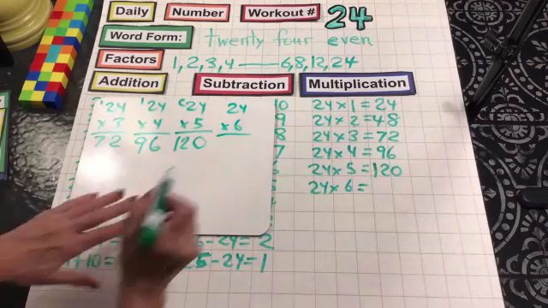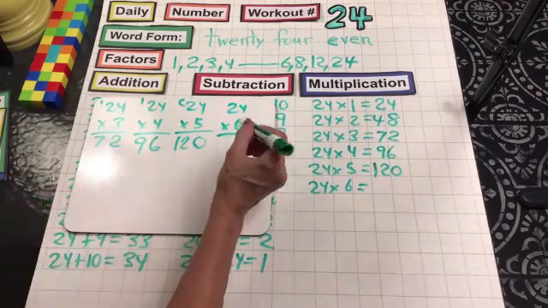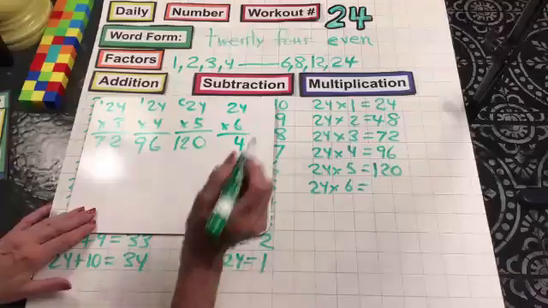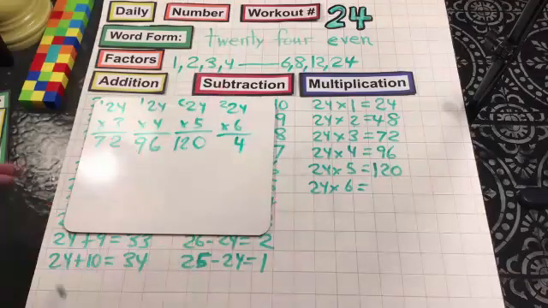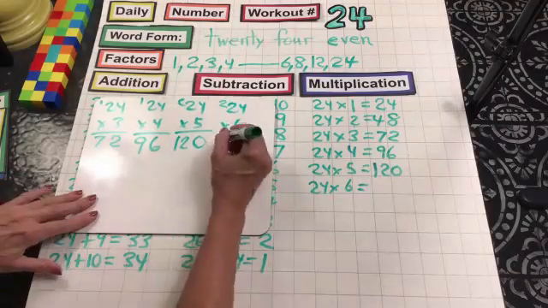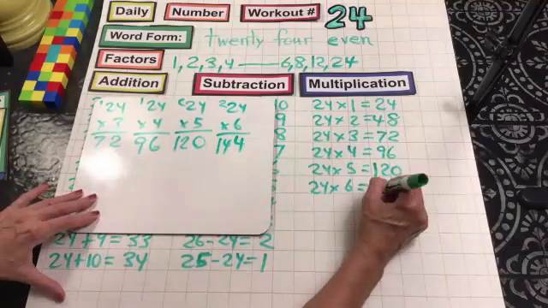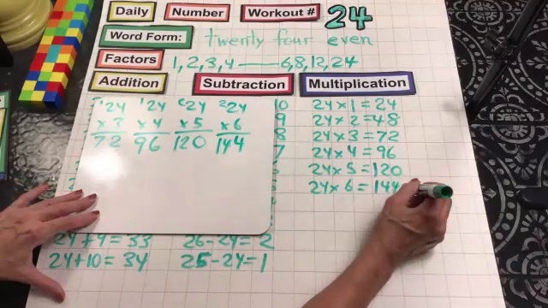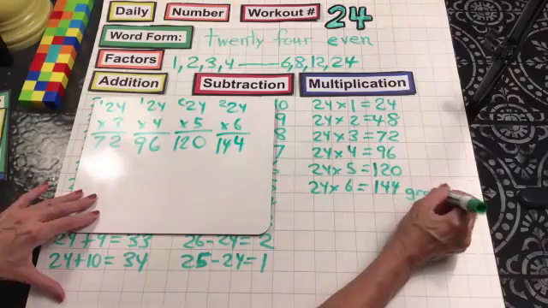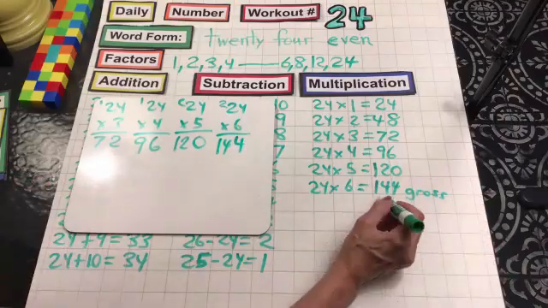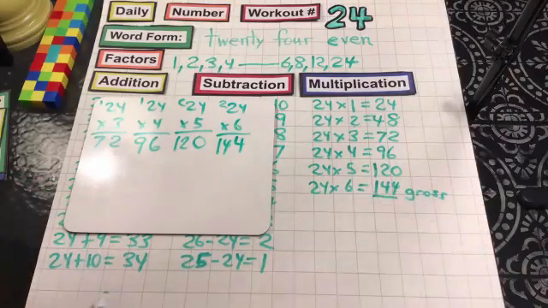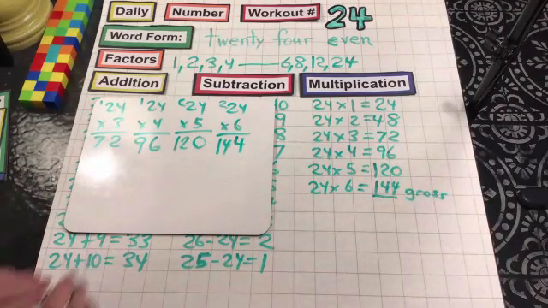Got to know your facts here. 6 times 4 is 24. Drop the 4, carry the 2. 6 times 2 is 12, plus 2 is 14. We have 144. And we talked about this being a gross. If you want to write that next to it, if you're shipping 144 items of the same item, it's a gross.